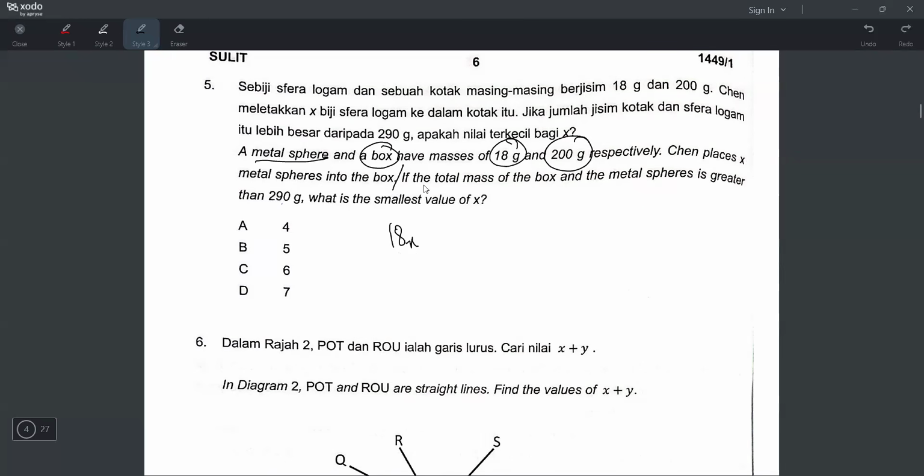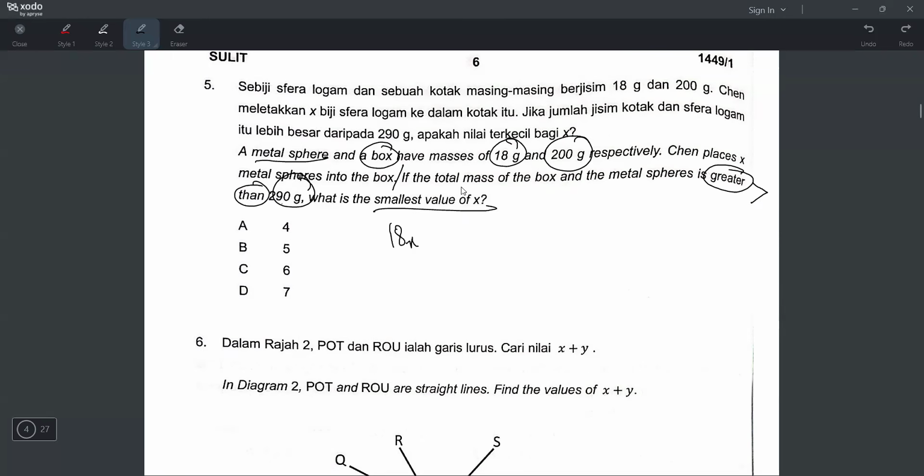So now the total mass of the box and the metal sphere is greater than 290 gram. What is the smallest value of X? Okay, I think this one you have to use the inequality symbol because they say greater than. So greater than, dia punya symbol macam ni, lebih besar, right? Yeah, bigger than, greater. Tak ada line. Kalau dia cakap greater than or equals, then only you put the equal like that.